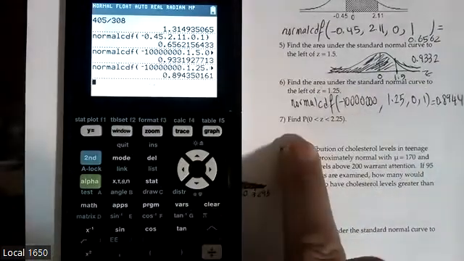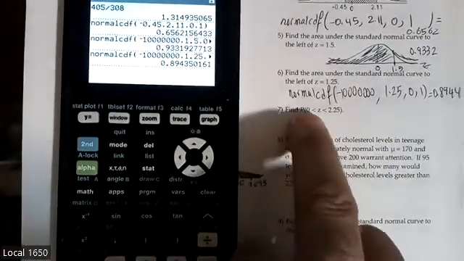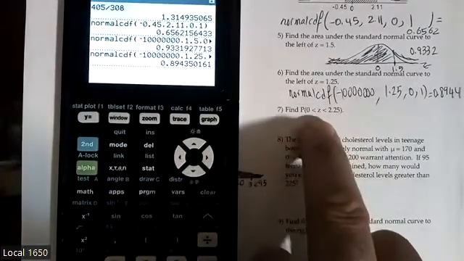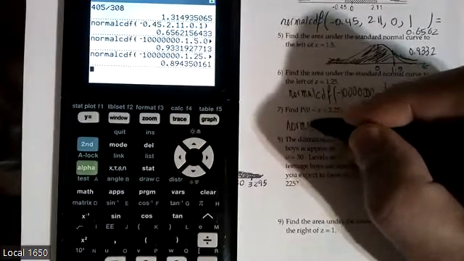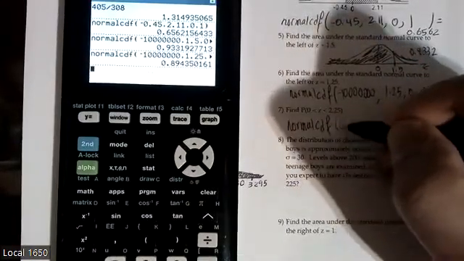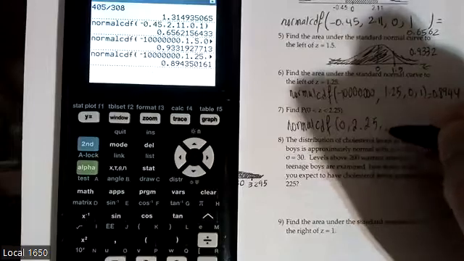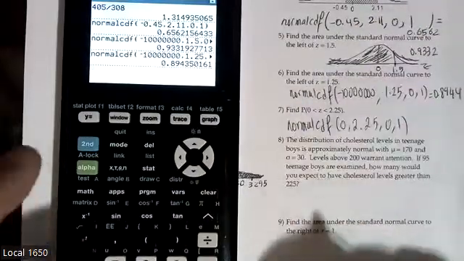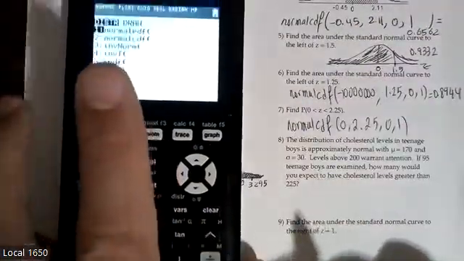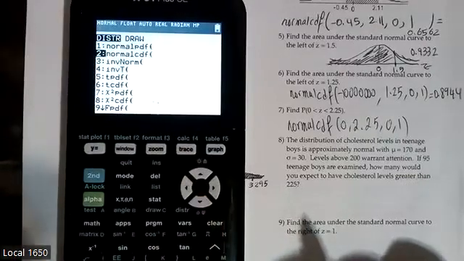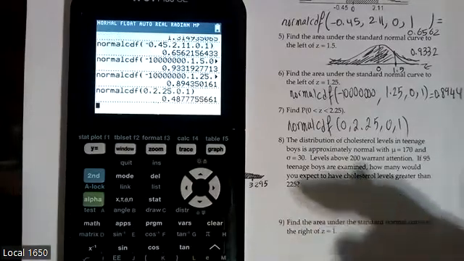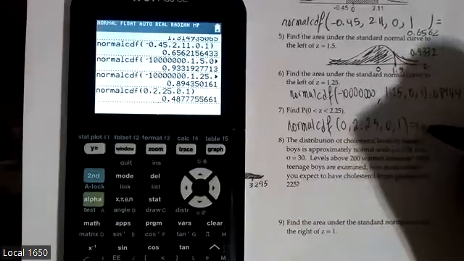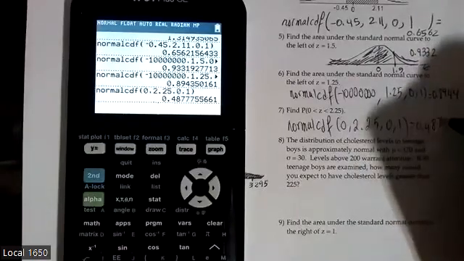Okay. Number 7, guys, he gives you the upper bound and the lower bound. He says Z between 0 and 2.25. So you just do normal CDF, 0, 2.25, comma 0, comma 1. And let me show you. Second distribute, normal CDF, 0 is the lower bound, 2.25 is the upper bound, and 0, 1. And the answer is 0.4878.